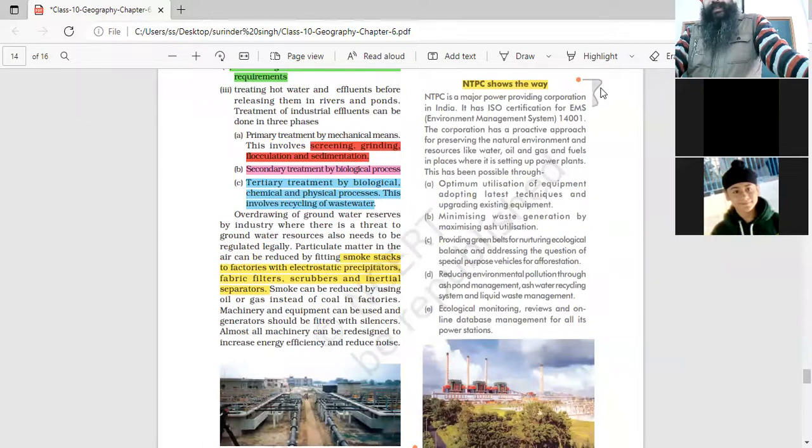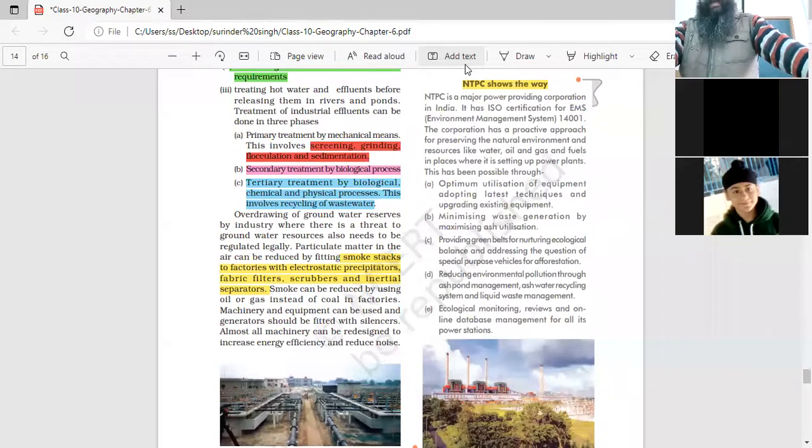It is ISO certified, and works under an environment management system. This corporation has a proactive approach for preserving the natural environment and resources like water, oil, and gas. So this organization has worked in the following ways.